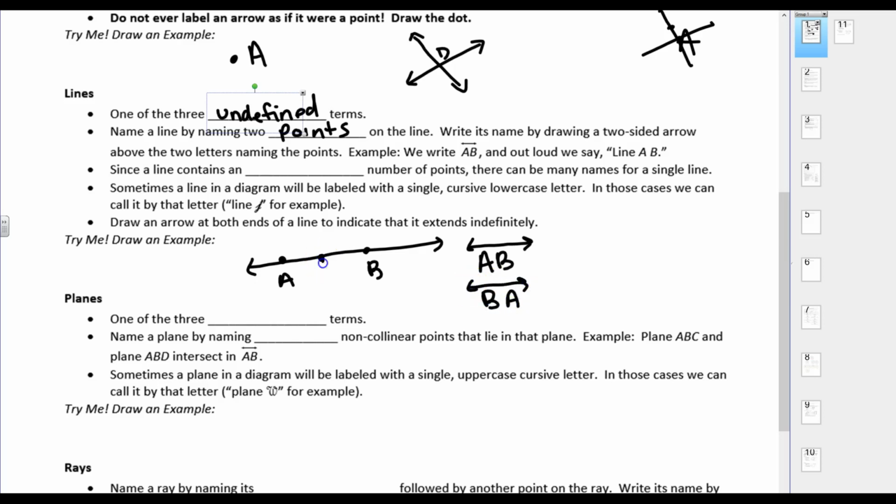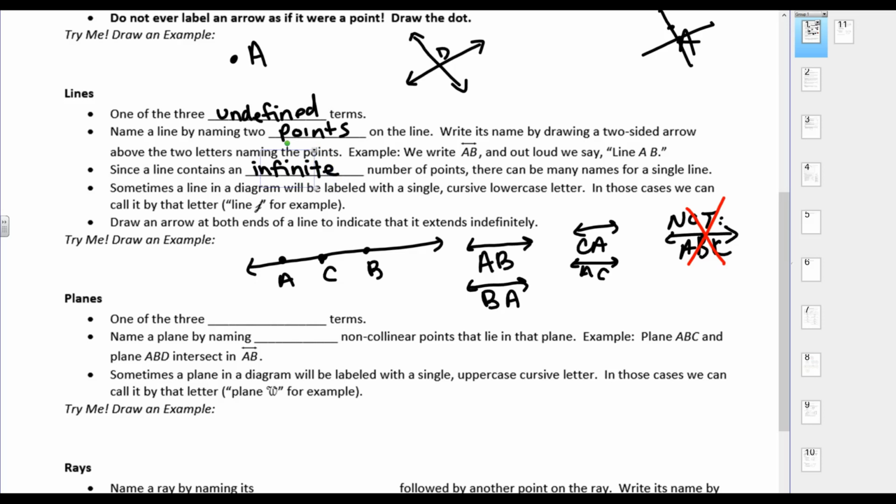If I throw another point on here, point C, I could name this CA or AC or BC or CB. All those are okay. One thing I cannot do, I cannot name it ABC. That is thoroughly not okay. It's 2 points, never 3 points. Since a line contains an infinite number of points, there are infinitely many names for a single line.